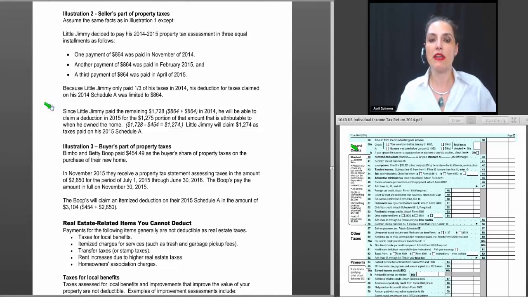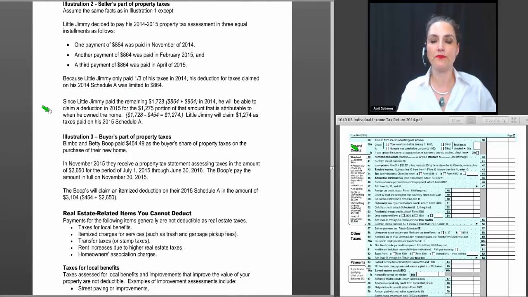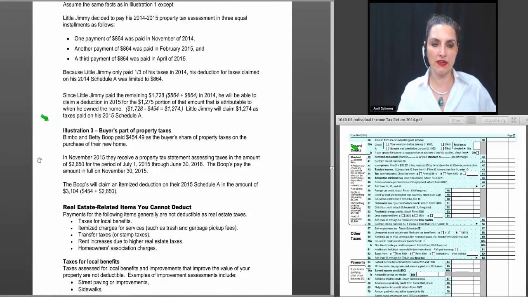And since little Jimmy paid the remaining amount, $1,728, in 2015, he will be able to claim a deduction in 2015 for the $1,275 portion of the $1,728 that is attributable to when he owned the home. So he'll essentially take $1,728, subtract out the portion that is going to transfer over to the new owners, and deduct the difference. And little Jimmy will be able to claim that $1,274 as taxes paid on his 2015 Schedule A.